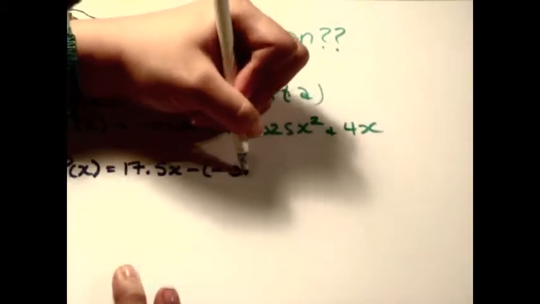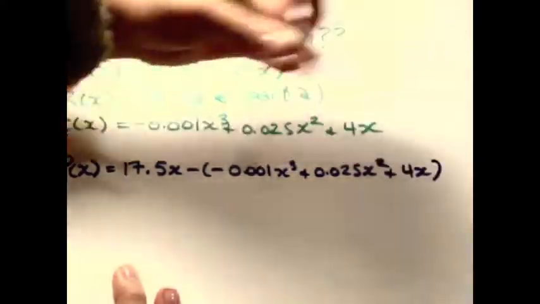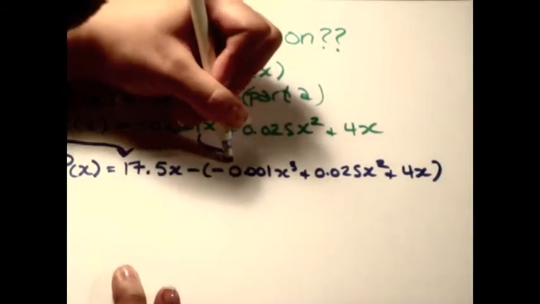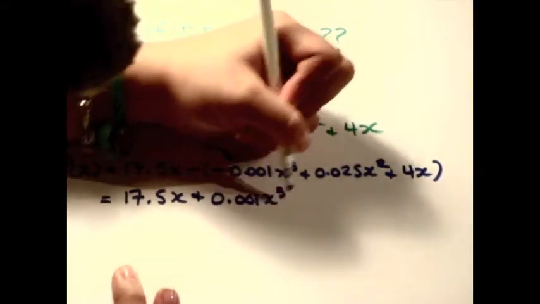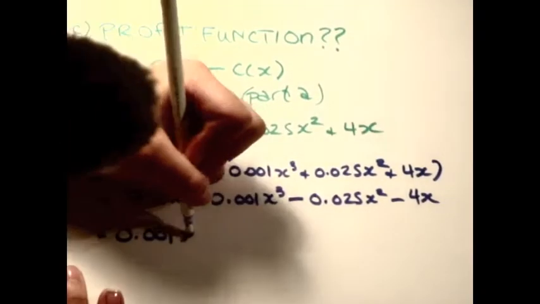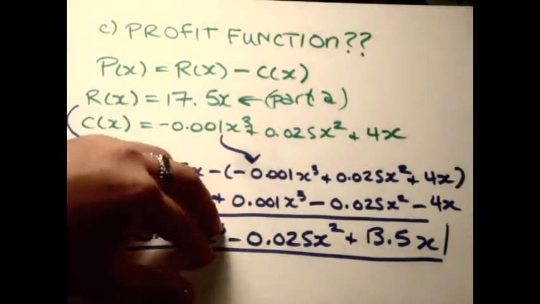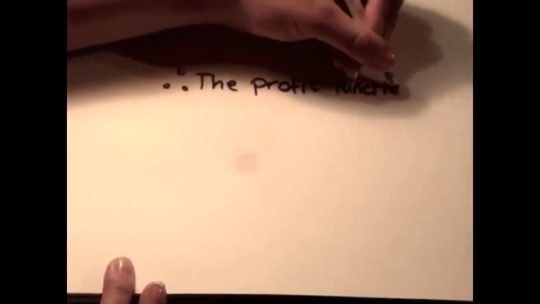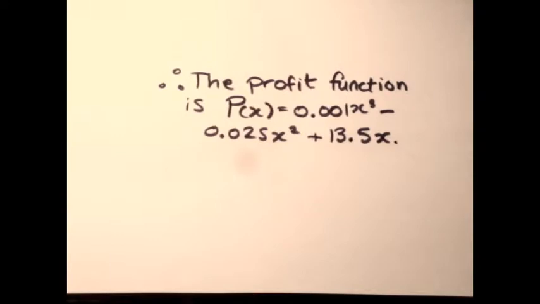So now we just substitute those values in to solve for our profit function. So we're going to have P of x equals 1750x minus negative 0.001x cubed plus 0.025x squared plus 4x. We're going to distribute that negative. And now we're just going to collect like terms, order our exponents, and solve. So our final answer is going to be big P of x equals 0.001x cubed minus 0.025x squared plus 13.5x. And now we can just write our therefore statement. So therefore our profit function, big P of x, equals 0.001x cubed minus 0.025x squared plus 13.5x.